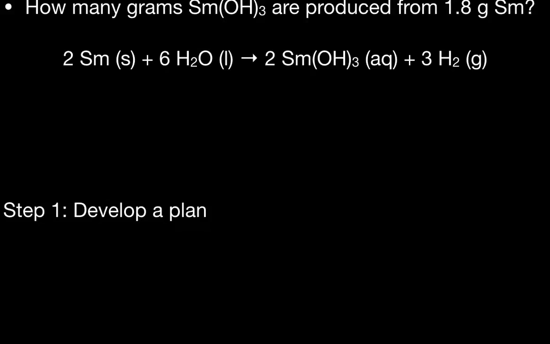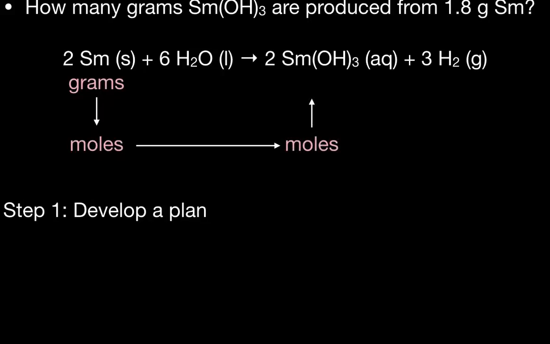So let's develop a plan. Here we are starting with grams of samarium, so it's important to realize we have to convert this to moles of samarium. Then we can use the coefficients from the balanced chemical equation to convert to moles of product. Finally, we will calculate the grams of samarium-3 hydroxide using the molar mass of the product. So this is the overall strategy we're going to use.